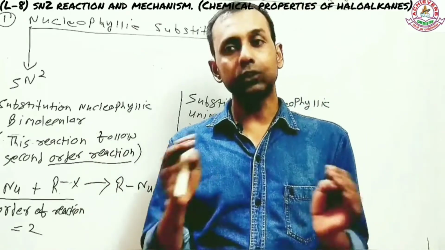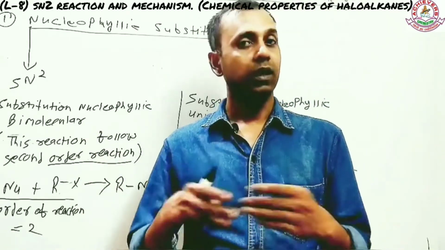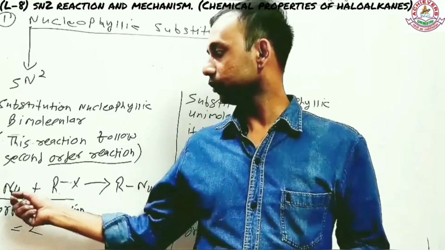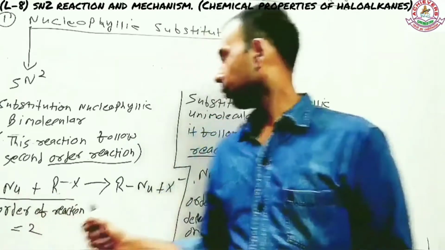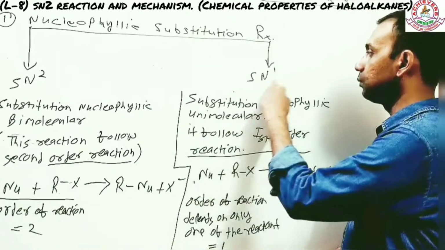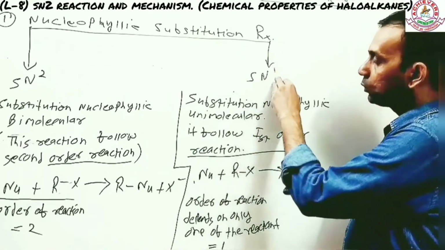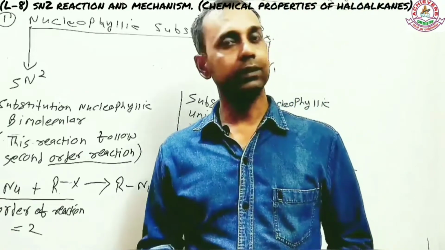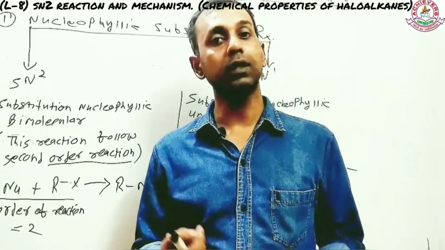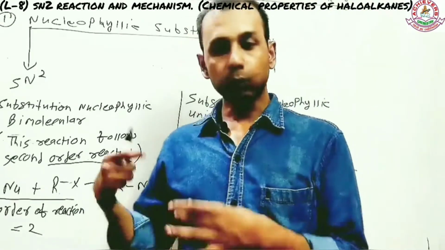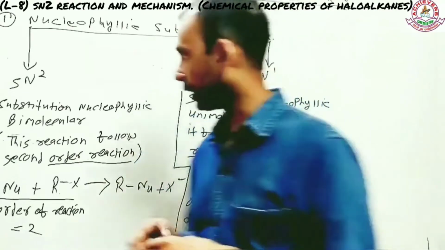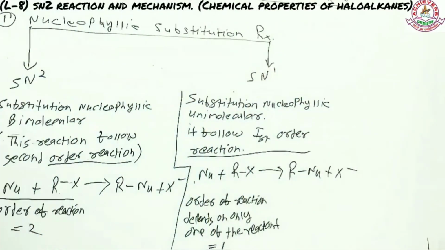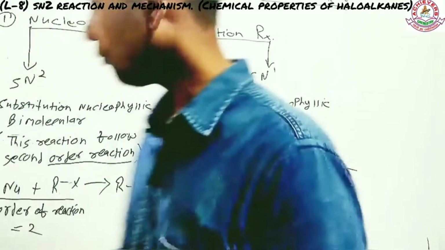Why is it 2? Because this whole reaction depends on both of the reactants. One reactant is the nucleophile, the other is the haloalkane itself. But SN1 represents substitution nucleophilic unimolecular. Why is it unimolecular? Because the overall reaction order is only 1, where the order of reaction depends on only one of the reactants. But we need to make a move, and let's understand how the SN2 reaction takes place.